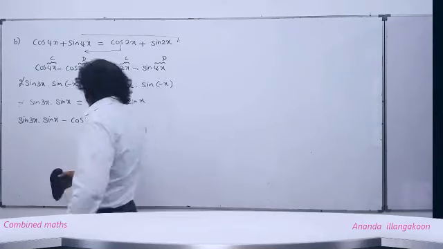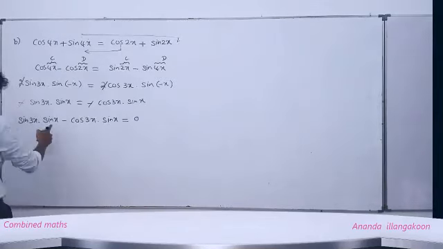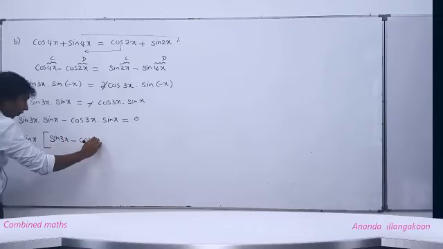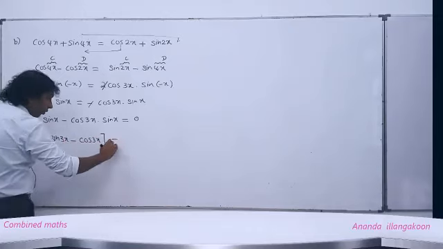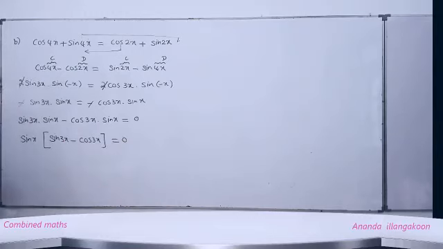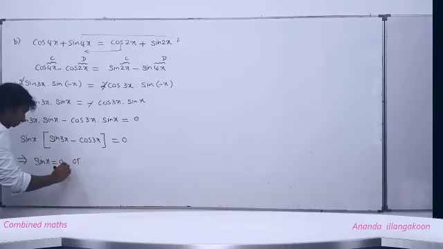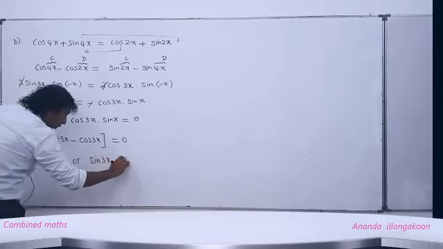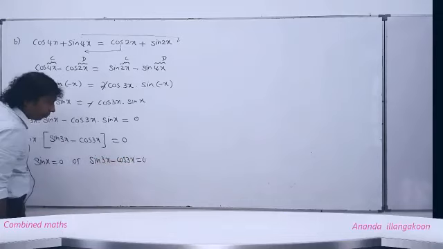Then you can take sine x out. Sine x is common. Once I take sine x out, here this is sine 3x minus cos 3x equals 0. Now, this multiplied by this product equals 0 means either sine x equals 0 or sine 3x minus cos 3x equals 0.